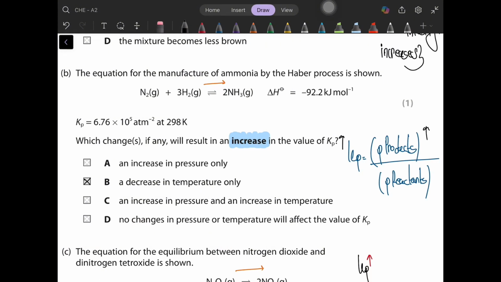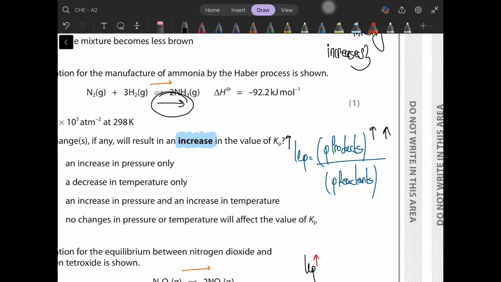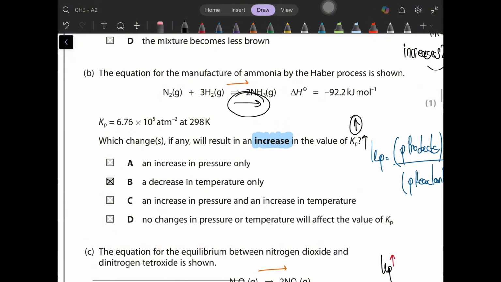A decrease in temperature only. As the temperature decreases, equilibrium shifts to the right, which means that the amount of product increases. So Kp is going to increase as well. A decrease in pressure and an increase in temperature. Note, if temperature increases, equilibrium will shift to the left, because forward is exo, so backward should be endo. No change in pressure. So the answer should be either A or B, right?